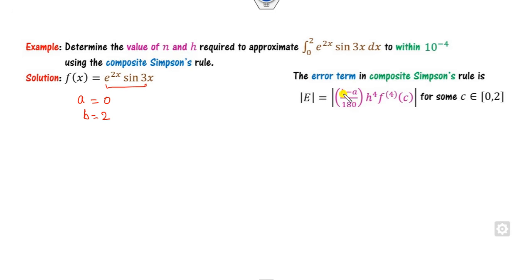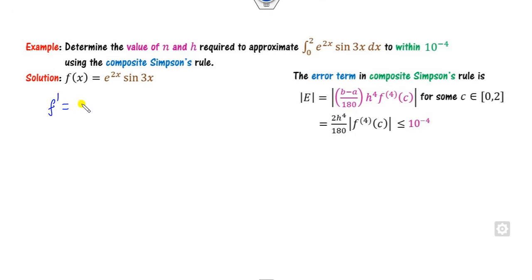Now I can substitute. What is the h? h is (b minus a) over n, that is 2 over n. I can substitute here: b minus a is 2, over 180, h raised to power 4, and the fourth derivative we will compute. So the fourth derivative at some point is less than 10 raised to power minus 4. Fine. Now we can find the fourth derivative.